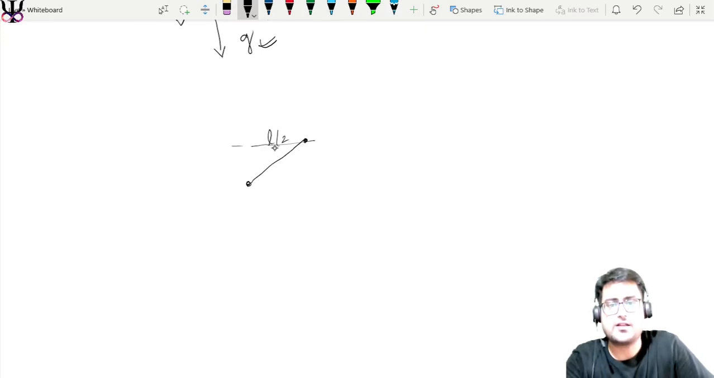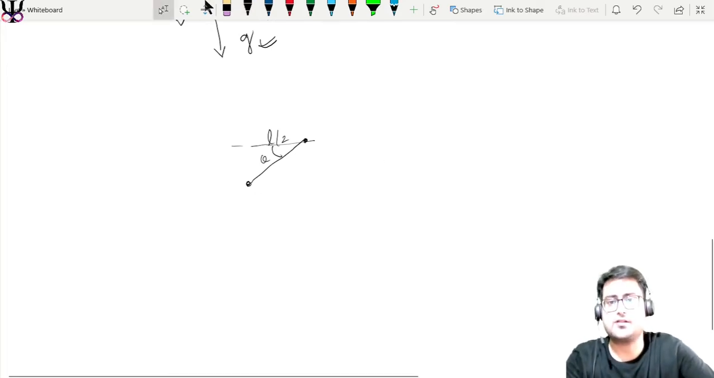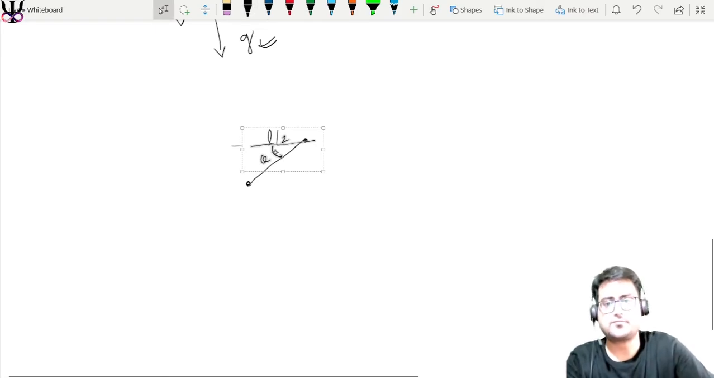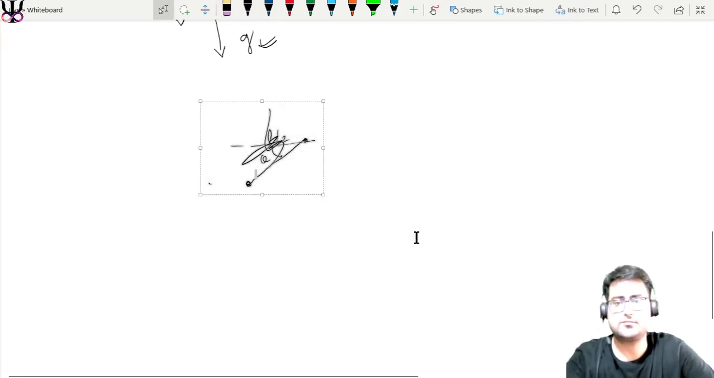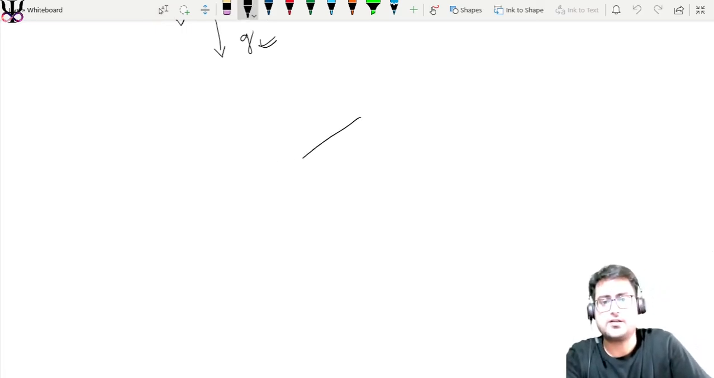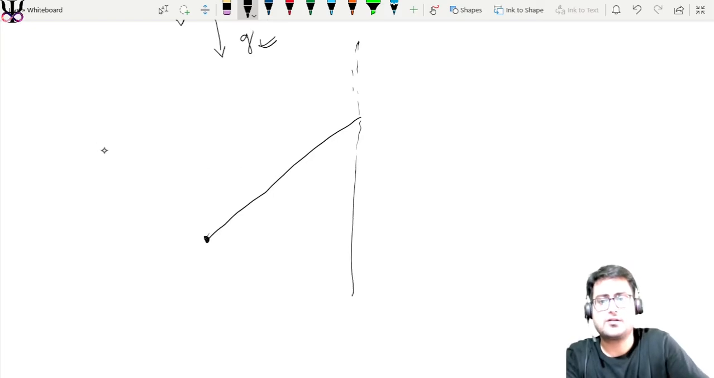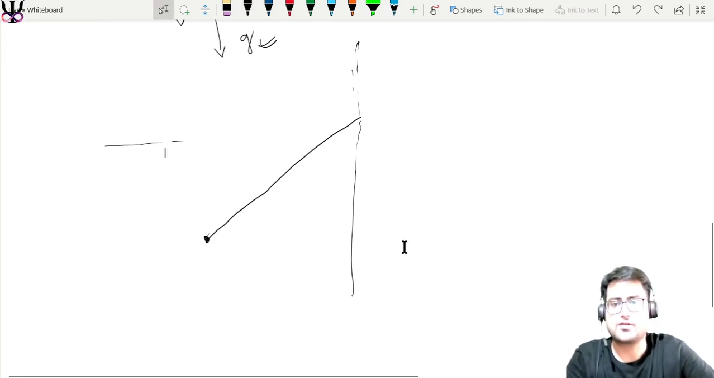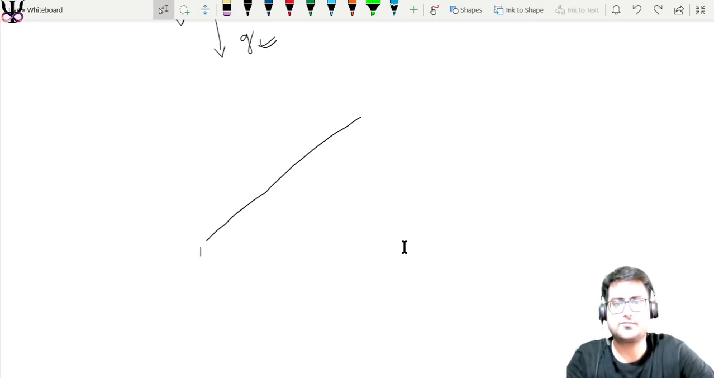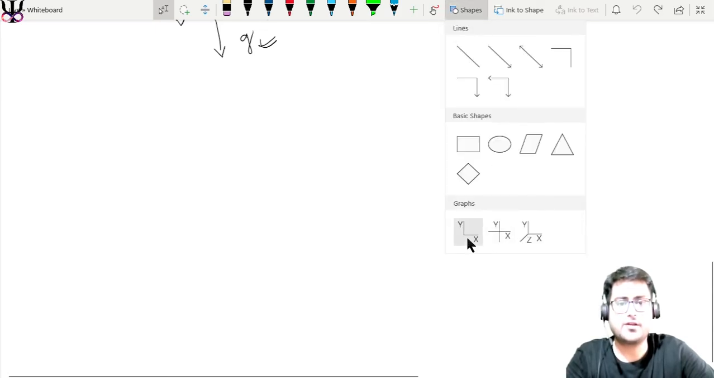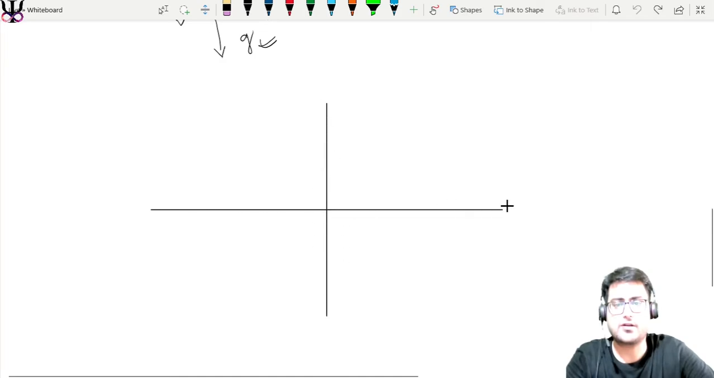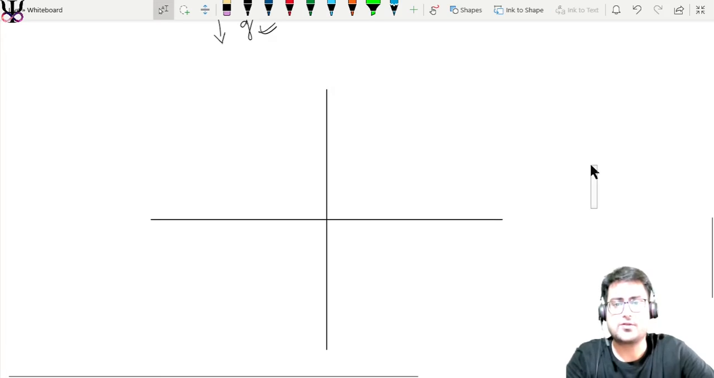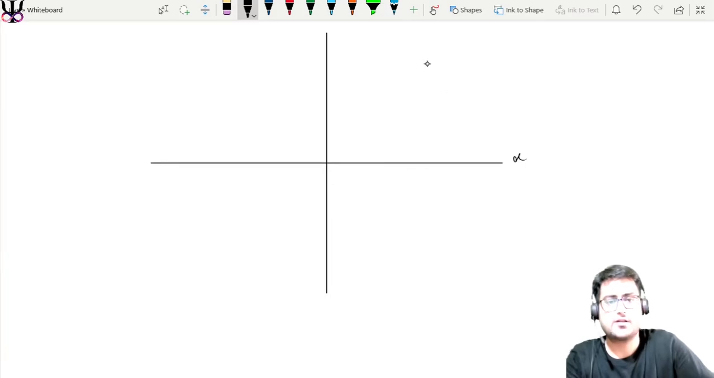Now let's say that this angle is theta. Let me draw it in a larger one. This is the part of the string. Let me put the axes also and draw it properly. So in this case, this is the x-axis and this is the y-axis.